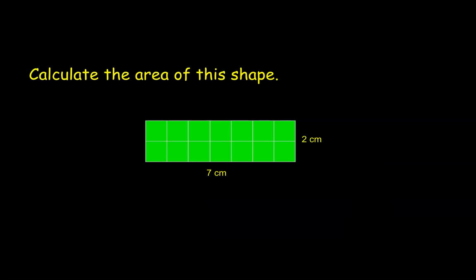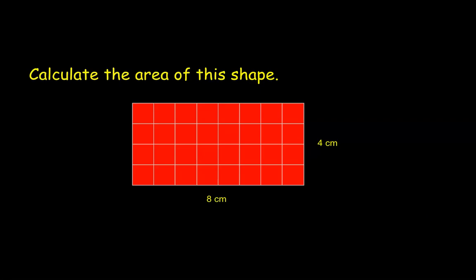Okay, at any stage, if you think you need some time to think, just pause the video whenever I ask a question, and then think about it or write your answer down, and then continue. Now, calculate the area of this shape. 14 square centimeters. Pause if you need to. 32 square centimeters. 8 times 4. I hope you spotted that.